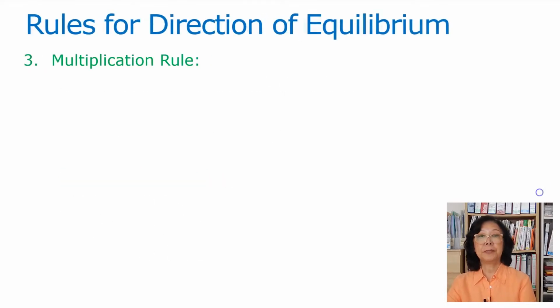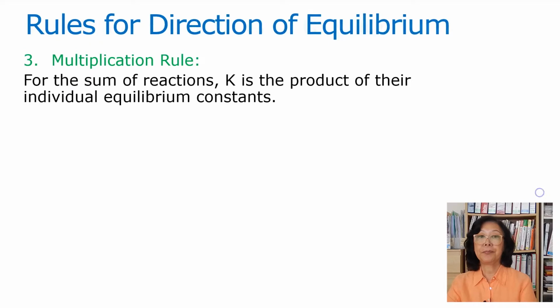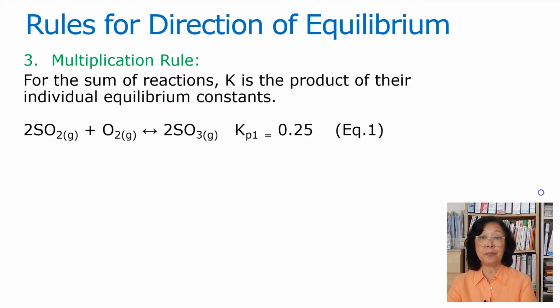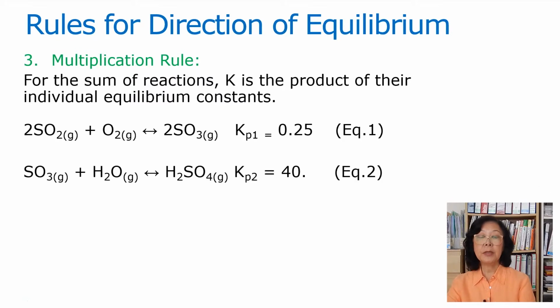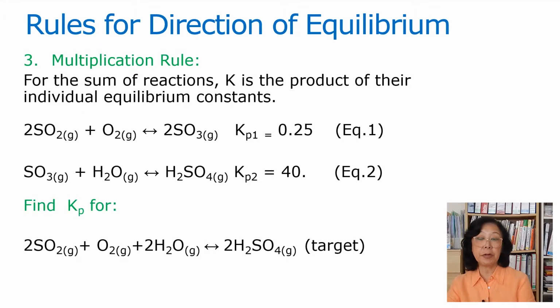The third rule, the multiplication rule. If we add up the reactions, then the new equilibrium constant is the product of their individual equilibrium constants. For example, in equation 1, 2 moles of SO2 combine with 1 mole of oxygen to make 2 moles of SO3, K is 0.25. Now we take the sulfur trioxide and combine it with water to form sulfuric acid, the K is 40. This is equation 2. Now find the Kp for our target equation, which is 2 moles of SO2 and oxygen and water to make 2 moles of sulfuric acid.